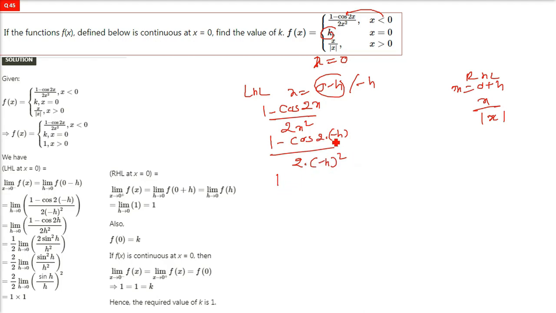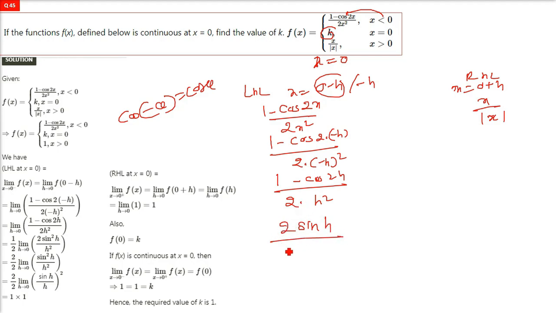So cos minus theta is plus cos theta, as sine minus theta was minus sine theta. So cos minus theta will be equal to cos theta, right? So 1 minus cos 2h divided by 2h square. What is 1 minus cos 2h? It is 2 sine square h, and you have 2, it is h square in the denominator. So sine h by h whole square it is.